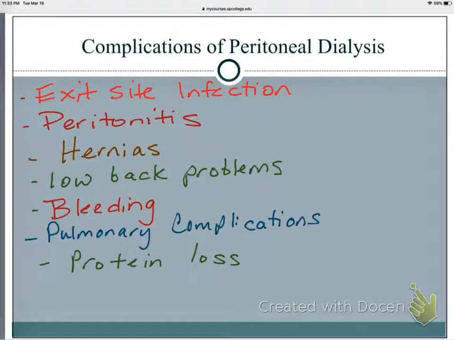Yes. So in the comparison table, it says one of the advantages to PD is patients with diabetes. If there's all these complications and risk of infections and stuff, why would it be most favorable for a patient with diabetes? Why would it be mostly preferable? Yeah.